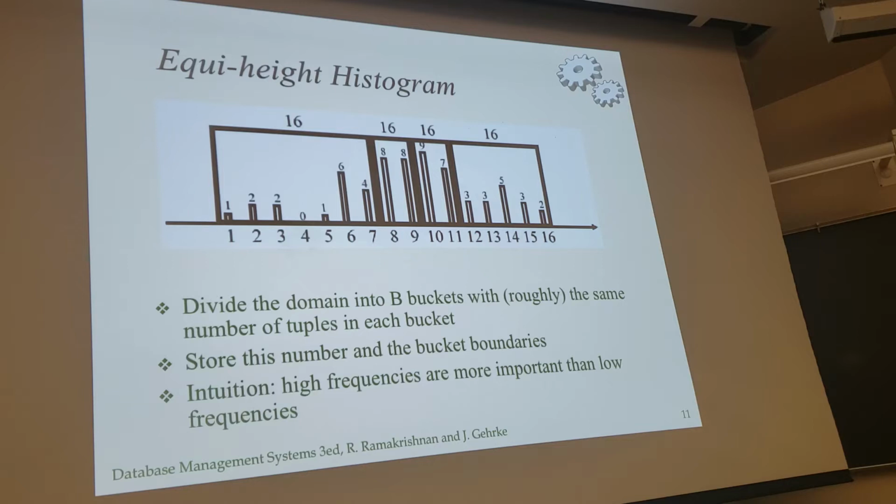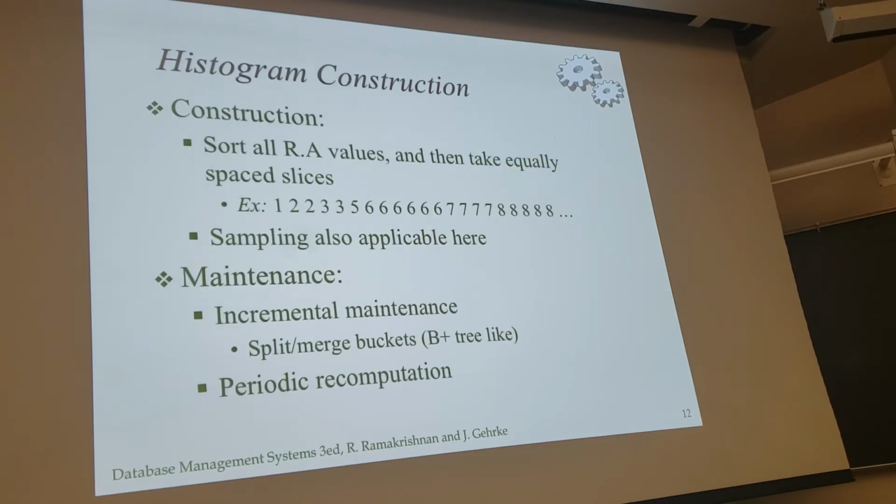So we have 4 buckets with the same number of tuples, and we store numbers and the bucket boundaries. So we actually keep track of how many things fall inside each of the buckets, which is not always exactly 16. And the idea is that buckets where you have higher frequencies are more important than low frequencies. So, basically, there are 7 different values in that first bucket. There are only 2 in the second and the third. And that gives you what often is a better approach than the equal width approach to figuring out what things are.